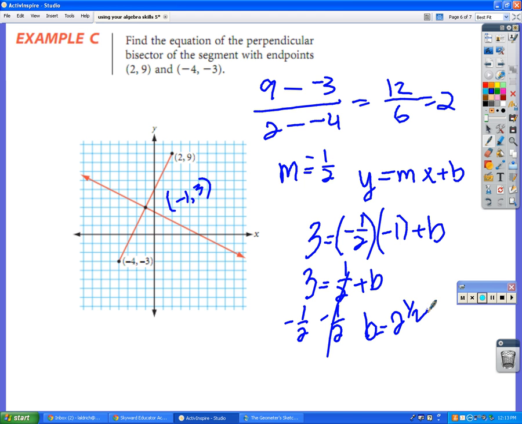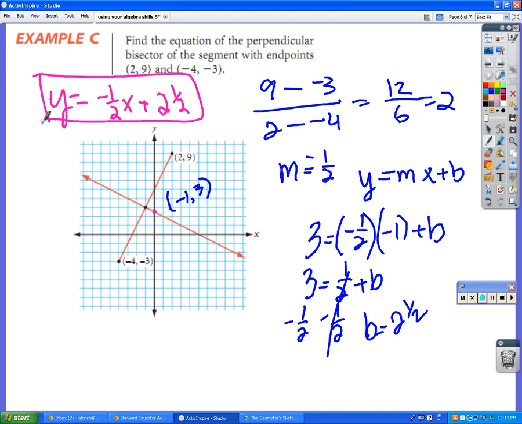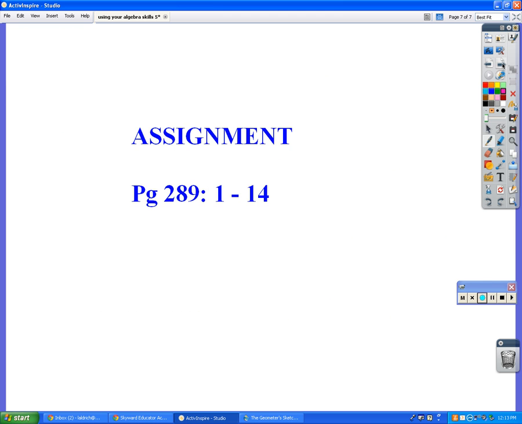So now that I know what the slope is, and I know what the y-intercept is, I can write an equation for that line, and it will be y equals -1/2 x plus 2.5. Okay? And this looks like about 2.5, and so that's good confirmation that we did our math correctly. Okay? All right, so short assignment for the weekend.